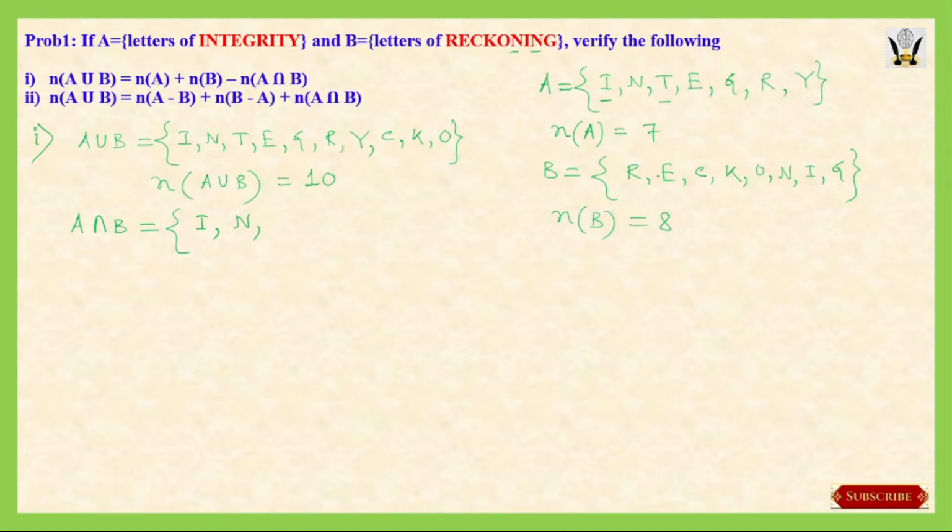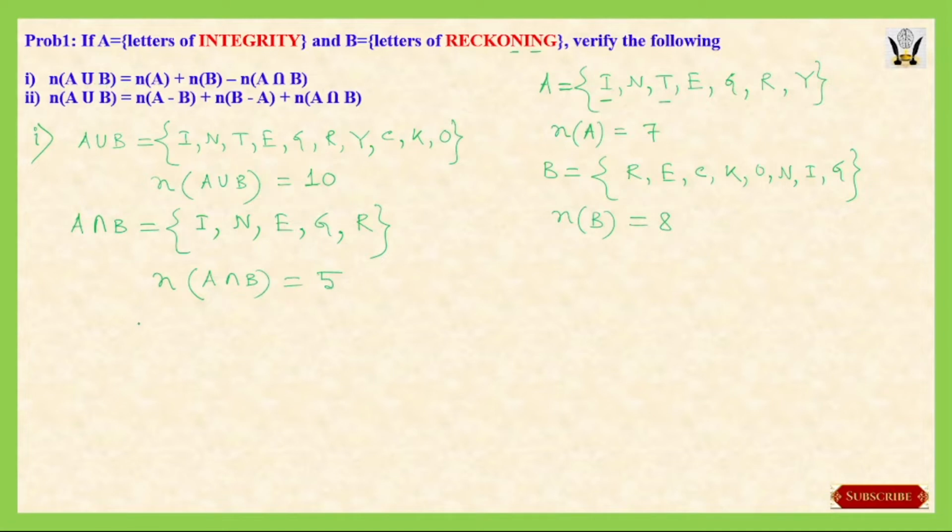Then T is not common. Then E is a common element between these two sets. Then we will consider G also, because G is common, as we can see. R is also common between them, so we will consider R as well. And Y is not common. So we have only 5 elements in the resultant set. So the cardinal number of this intersection is 5.